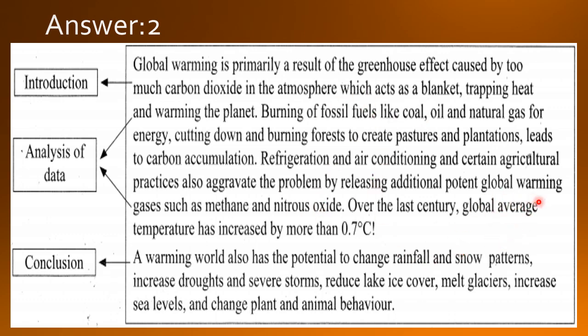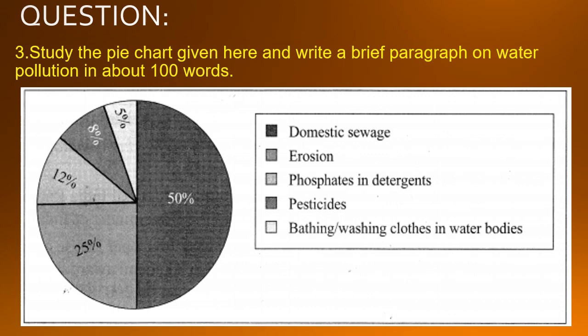Now we are moving on to the third question. Study the pie chart given here and write a brief paragraph on water pollution in about 100 words. Here also you find the word limit. You can find 50% domestic wastage, then erosion, then phosphate in detergents, pesticides, and bathing and washing clothes in water bodies. So these are the pollution sources they have given in the form of a pie chart with percentages. Now we are going to get the answer for this question.